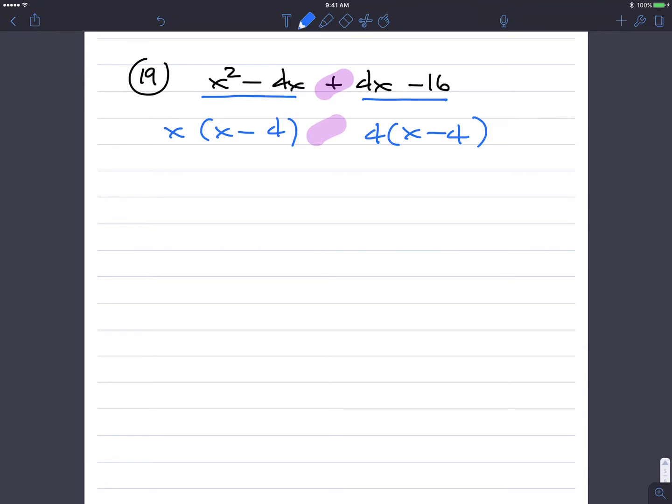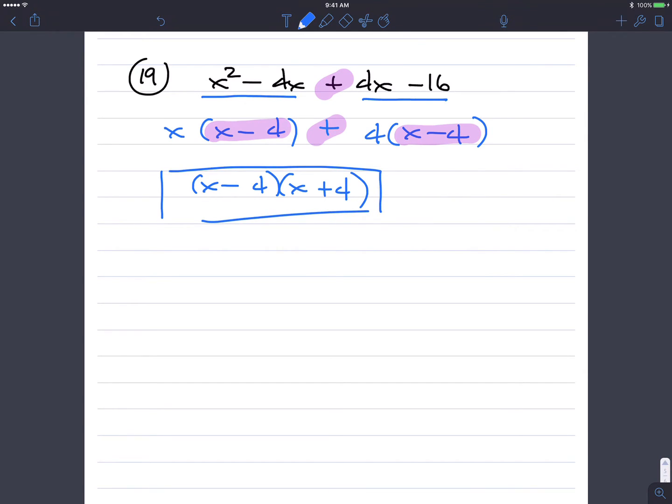Notice this is plus, so I should put a plus. Okay, anything common? X minus 4, common. So we're going to write down x minus 4 times x plus 4. And you're done. Number 19. So they're trying to get you to work on this tool.